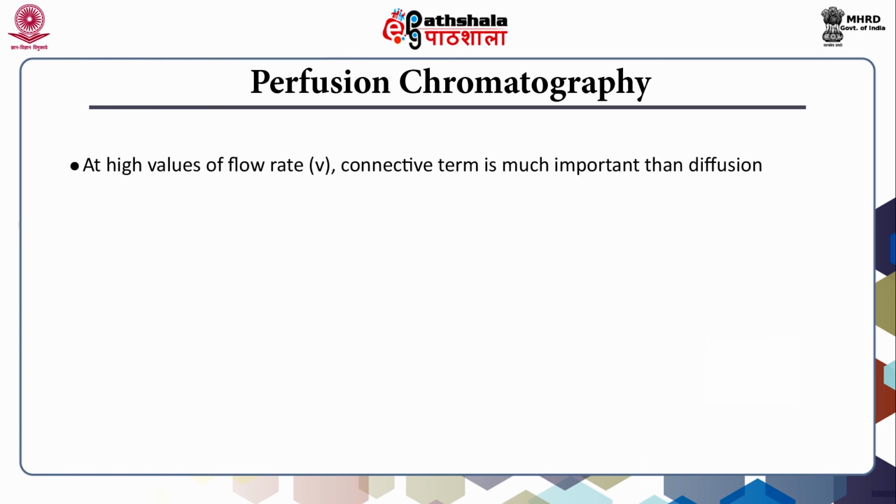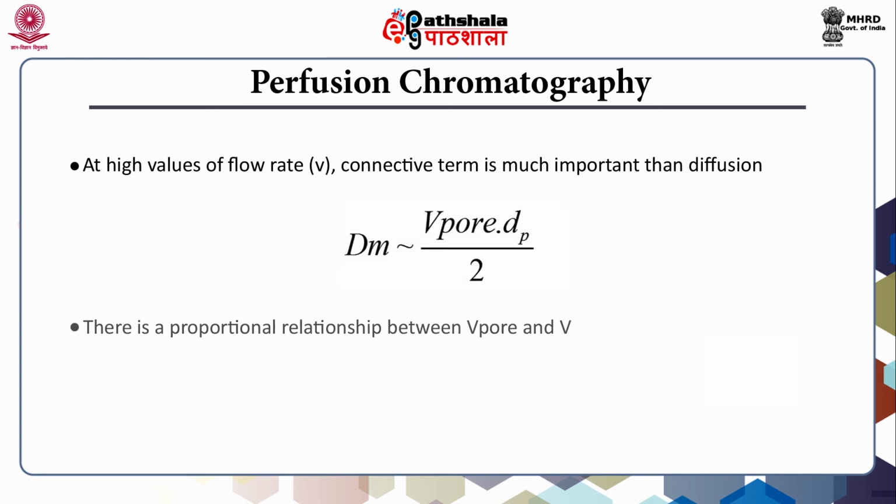At high values of the flow rate, the connective term is much more important than the diffusion term. So, we can nullify the diffusion term. Then the diffusion coefficient of the mobile phase is approximately equal to the connective term, which is V pore multiplied by dP by 2. But there is a proportional relationship between V pore and V, that is the flow rate. So, V pore equals a particular constant multiplied by the flow rate of the mobile phase.